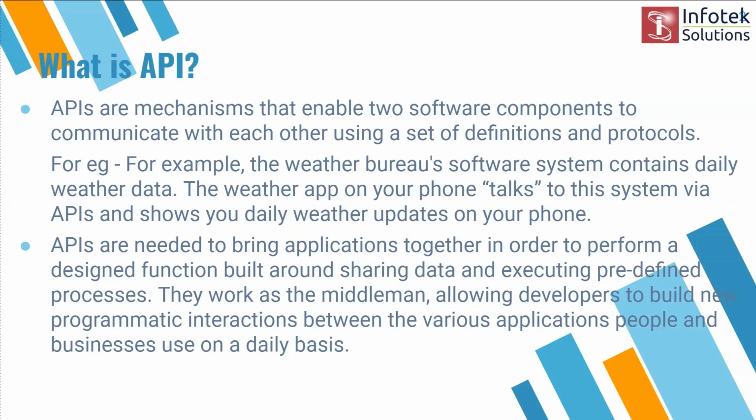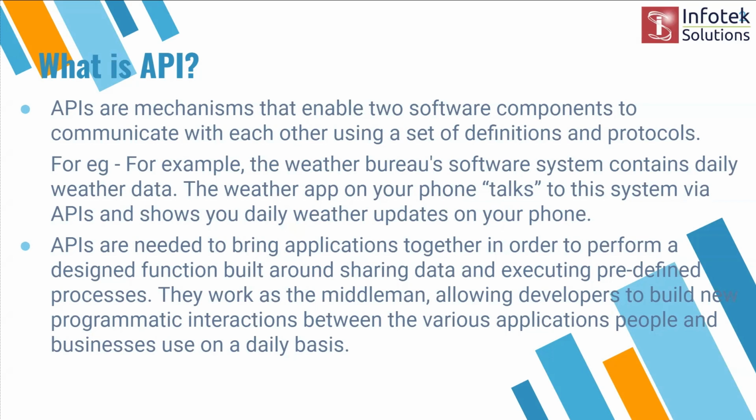So basically, if you go with the definition of API, APIs are a mechanism that enables two software components to communicate with each other using a set of definitions and protocols. So this is a simple example of API that you need to know, where two software communicate with each other with certain rules and protocols.